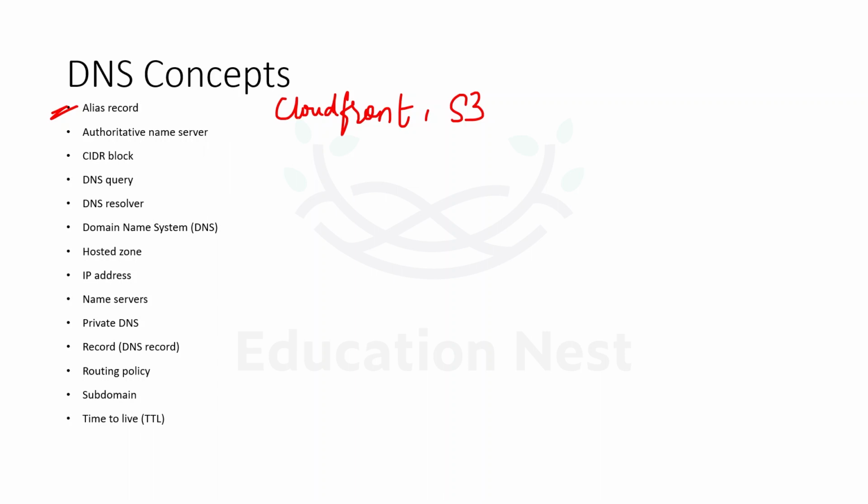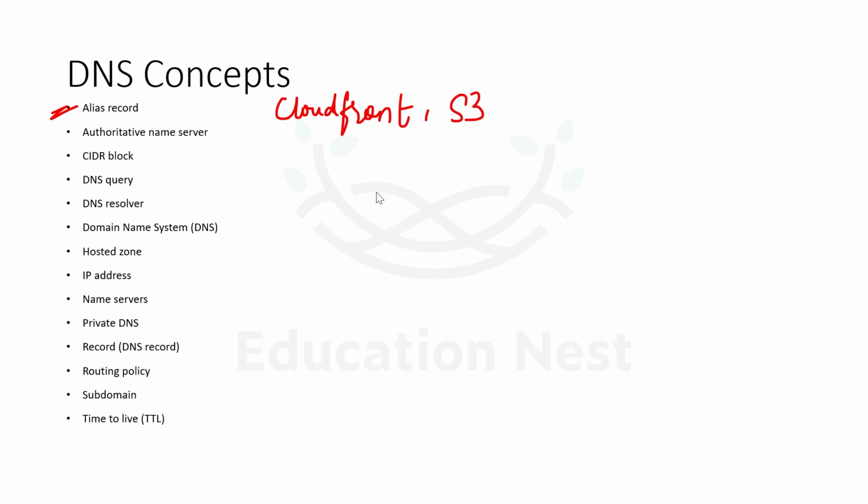So let's say that I have an IP address, and if I want that IP address to be mapped to some domain name, then I create a type of record. But what an alias record does is directly allow you to map your domain to the AWS resource.